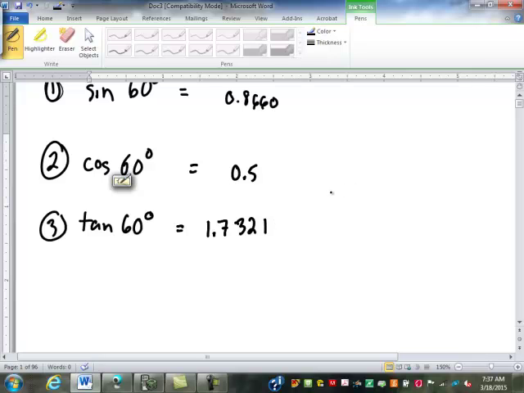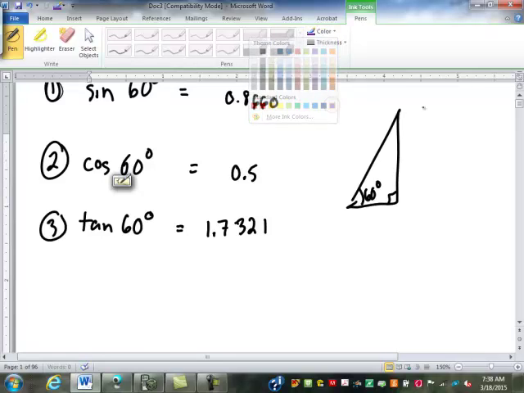What it is saying is if I have a right triangle, and this angle right here is 60 degrees, this would be which side? It's a leg, but more specifically the opposite leg. This would be adjacent. And of course, this one's the hypotenuse.